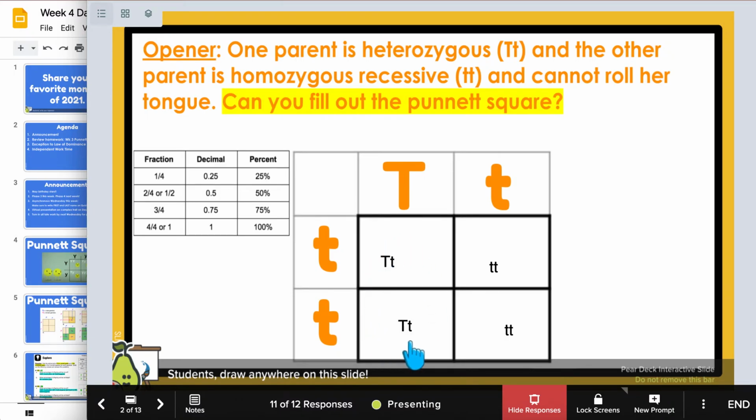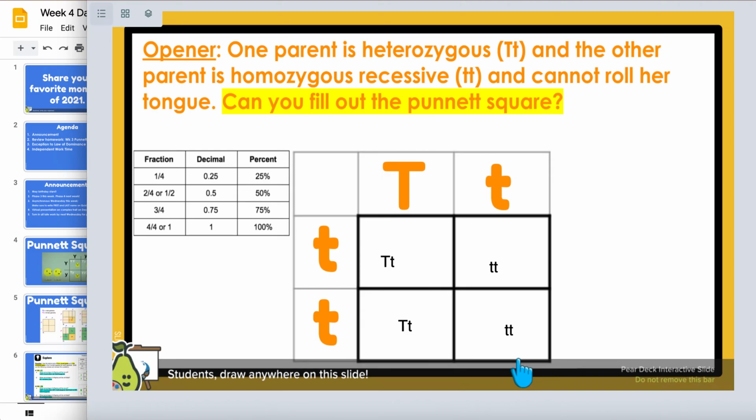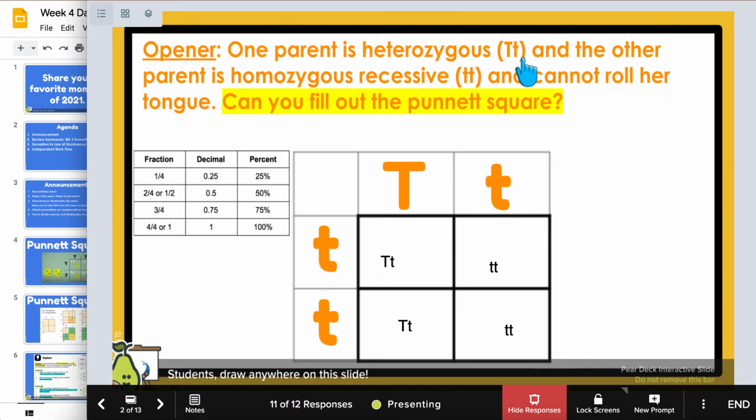What does that mean? It means that they can roll their tongue, but their genotype is heterozygous. They have one dominant allele and one recessive allele. We also see 2 out of 4 boxes are homozygous recessive. What does that mean? Because they have 2 recessive alleles, they will not be able to roll their tongue. So with one parent who is heterozygous and another parent who is homozygous recessive, there is a 50% chance of having a child who can roll their tongue and a 50% chance of having a child who cannot roll their tongue.